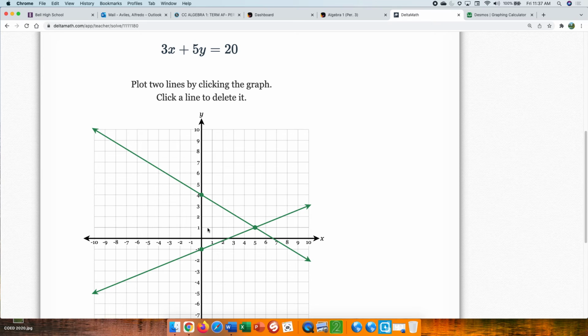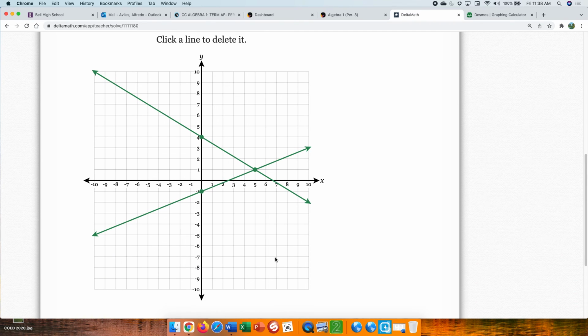Can somebody tell me what I did wrong? I got 4, and then I went down 1, 2, 3. And then I'm supposed to only go 1, 2, 3, 4. Oh, no, it is 3 over 5. It is 3 over 5. Sorry. Oh, sorry. I actually did it right. Okay. So if I graphed it right, can you tell me the solution for this system?